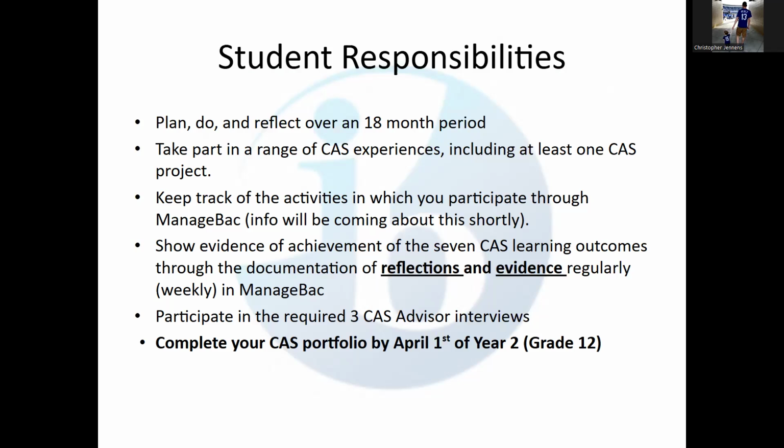And ultimately, those portfolios are showing evidence of the achievement of the 7 CAS learning outcomes through the documentation of reflections and evidence regularly updated in ManageBack. As part of this process, you will participate in the required 3 CAS advisor interviews with the CAS coordinator. And I've mentioned several times that your CAS portfolio should be done by April 1st of your senior year.